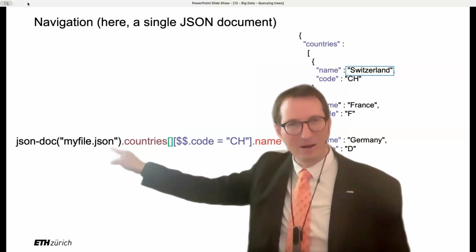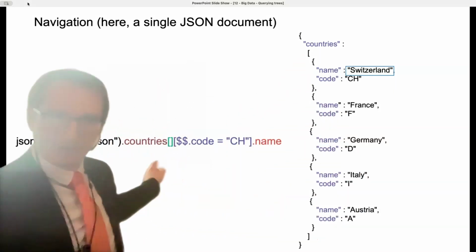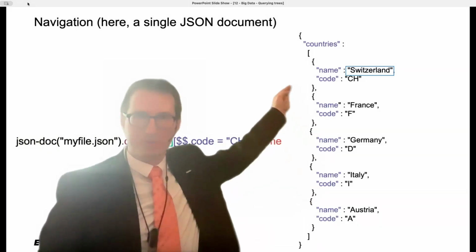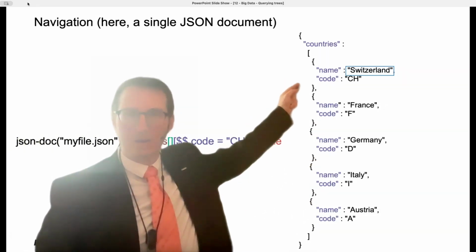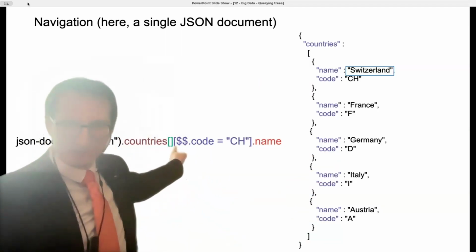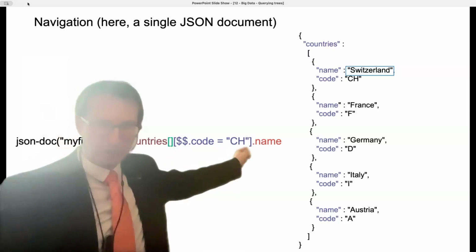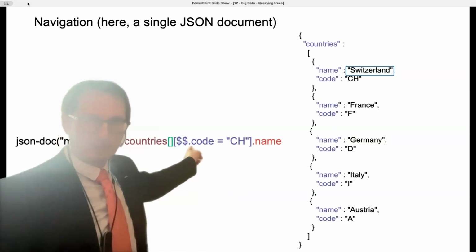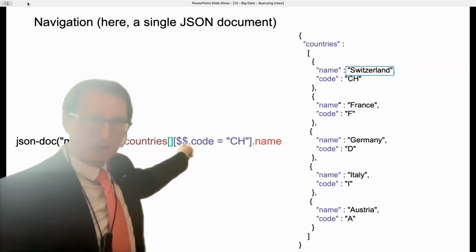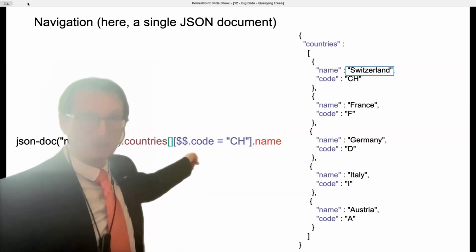So in that case, json-doc opens a single JSON document that might be on multiple lines, just one of them. Dot countries is going to basically go to this array here. Dot countries, then this opens the array. So this array with five members becomes a sequence of 5 items because we opened it. Then this is a filtering expression. It's a predicate. You use the square brackets. It's a predicate that filters specifically for the code to be equal to CH.